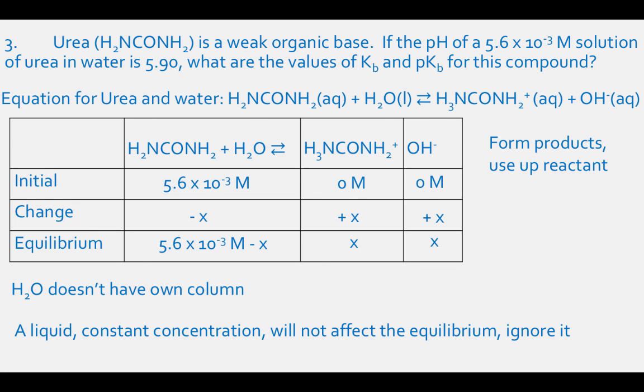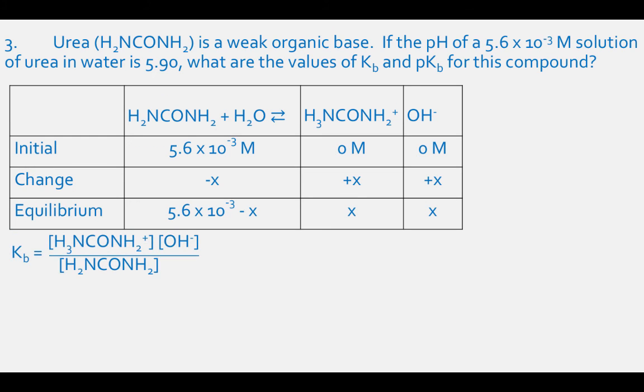Now write the Kb expression for this base. It is the concentration of H3NCONH2 plus times the concentration of OH negative divided by the concentration of H2NCONH2. It equals, according to our ice table, x times x divided by 5.6 times 10 to the negative 3 minus x, which equals x squared divided by 5.6 times 10 to the negative 3 minus x. This equation equals our Kb value, which is what we are trying to solve.